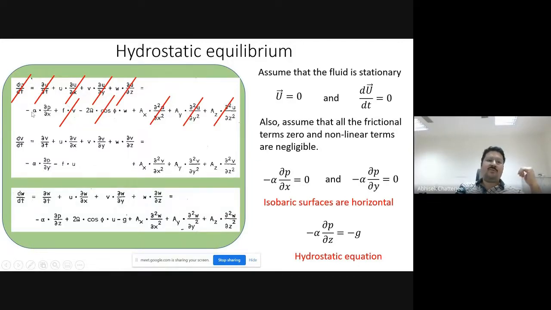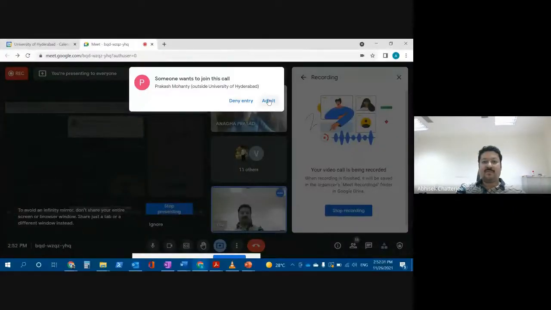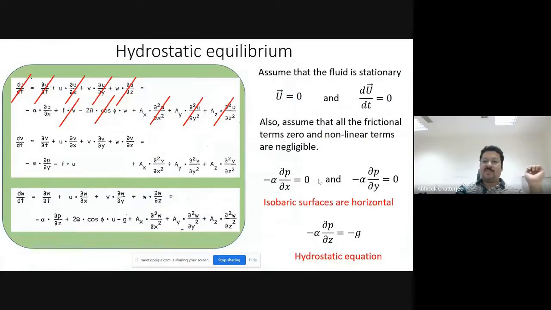So what are we left with? We are left with this term, minus alpha del p del x equals 0. Similarly, if we do the same treatment in the V equation, we again get minus alpha del p del y equals 0. What does it mean? That means P is constant with respect to x and with respect to y. That means the pressure gradient is 0.